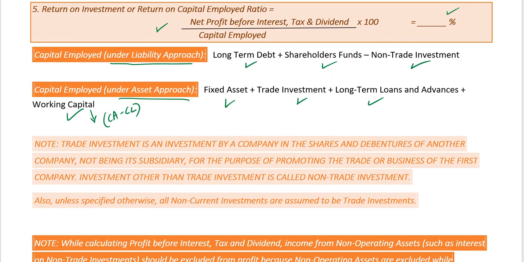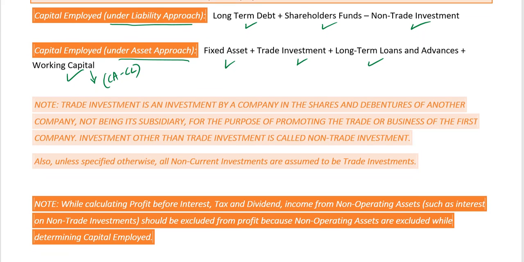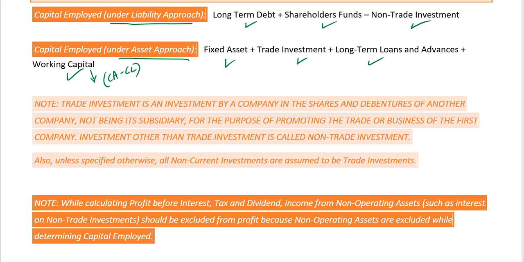Now let's understand what trade investment is and what non-trade investment is. Trade investment is an investment made by one company in the shares and debentures of another company, not being its subsidiary, for the purpose of promoting the trade or business of the first company. Investment other than a trade investment is called non-trade investment.